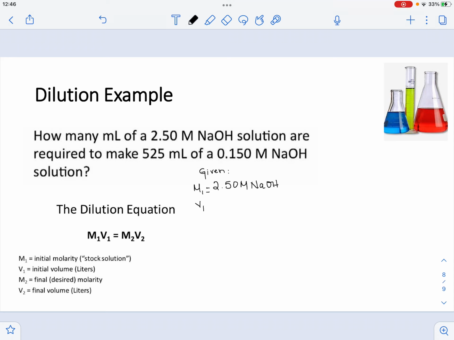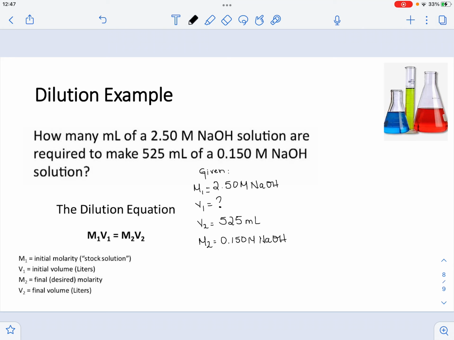We are trying to find V1 because the problem is asking how much we need of that stock solution to make a new volume with a new concentration. The final volume that we're trying to make is 525 milliliters. That is the desired volume of our solution. And M2 is going to be the desired concentration that we want, which is 0.150 molar of NaOH.